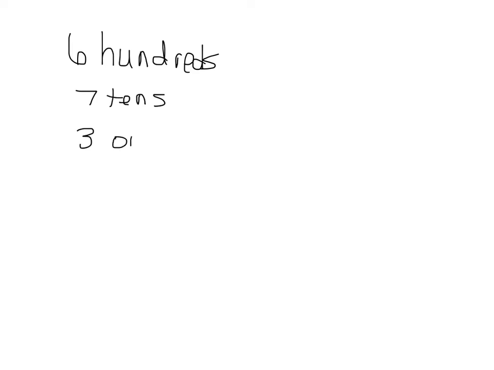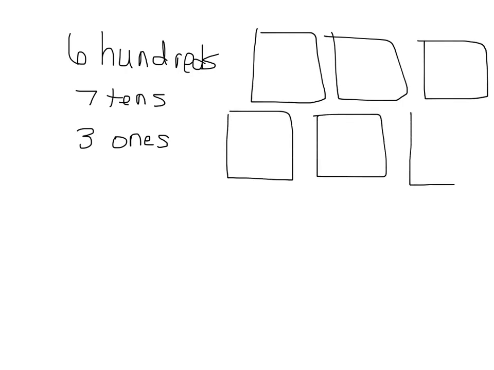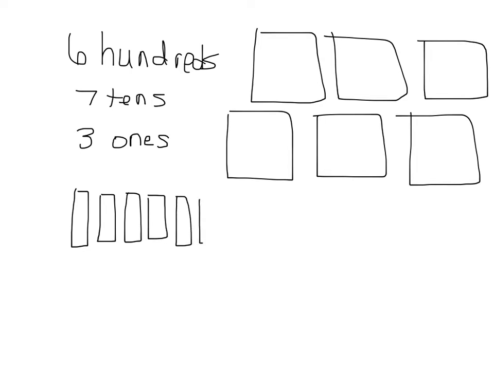Now we're going to do the same thing, but with different numbers. We're going to use 6 hundreds, 7 tens, and 3 ones. To draw and label this, we're going to need 6 big boxes, 7 rectangles, and 3 small boxes.